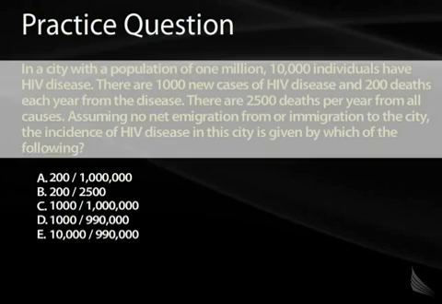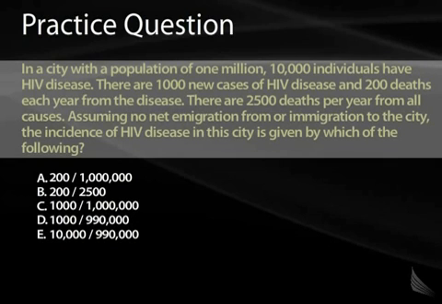Practice question. In a city with a population of 1 million, 10,000 individuals have HIV disease. There are 1,000 new cases of HIV and 200 deaths per year from the disease. There are 2,500 deaths per year from all causes. Assuming no net emigration from or immigration to the city, the incidence of HIV disease in this city is given by which of the following?